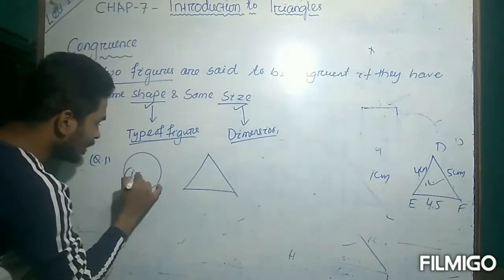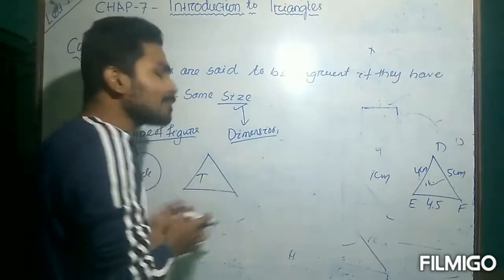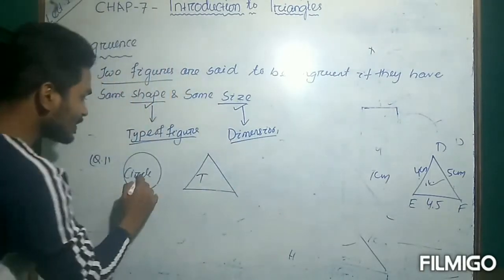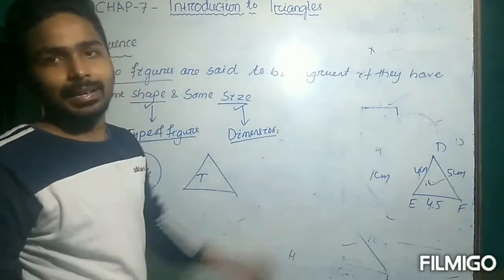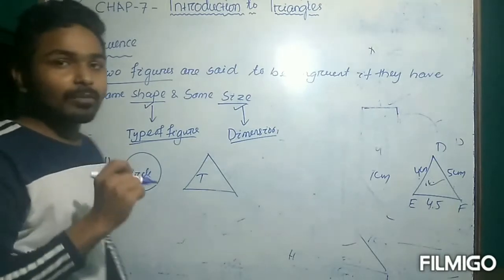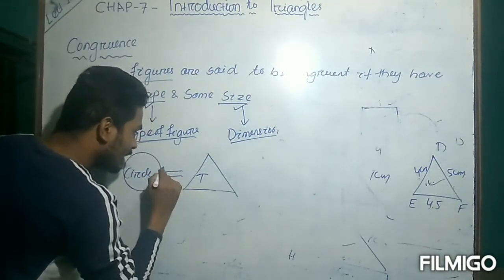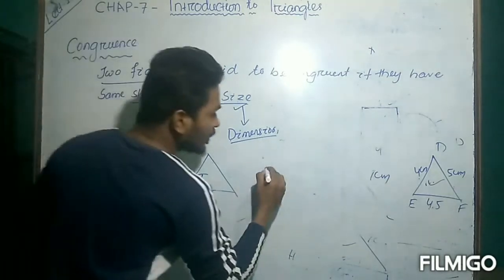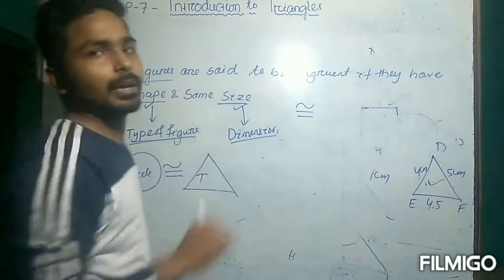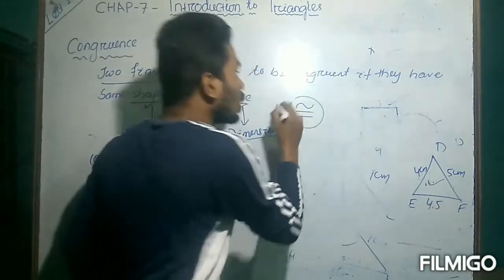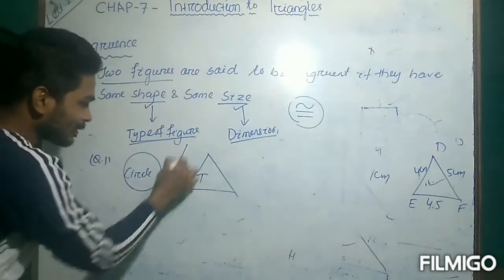Do these two figures have same shape? No, it is a circle, but it is a triangle. They don't have same shape. They are completely different. So this circle is not congruent to this triangle. Okay. There is a symbol for congruency. What is the symbol? This equal symbol with a wave symbol on top. This is the symbol for congruency. Now this circle is not congruent to the triangle.